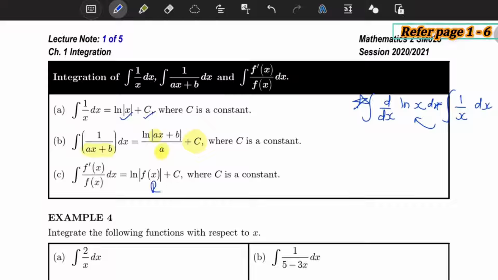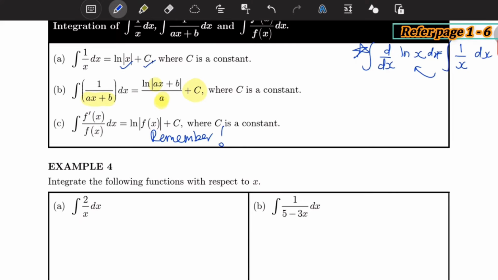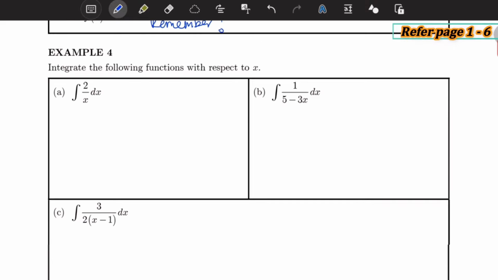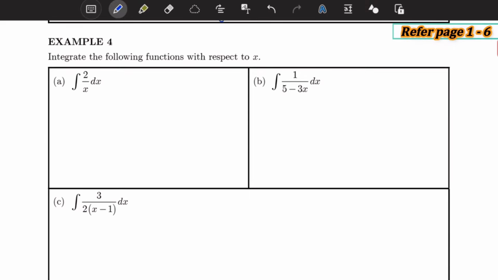So, for this case, you need to remember the rule. Example number 4. Integrate the following functions with respect to x. Integrate 2 over x dx can be written as 2 times integrate 1 over x dx. Integrate 1 over x, equal to 2 ln x plus c.